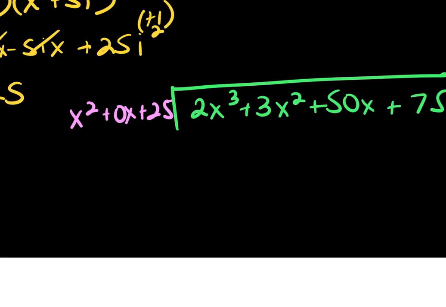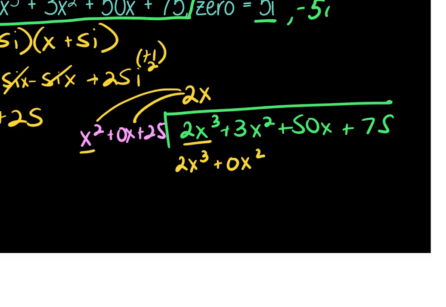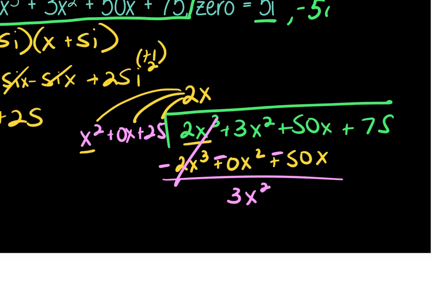So what do I have to multiply x squared by to get to 2x to the third? 2x. I'm going to multiply it times all three terms on the outside. 2x times x squared is 2x to the third. 2x times 0x is positive 0x squared. 2x times 25, positive 50x. Change your signs and add. First one cancels out, which it's supposed to do. 3x squared minus 0x squared is 3x squared. Positive 50 and negative 50 cancel out, but I give the 0x because I still need the placeholder. And I bring down the 75.